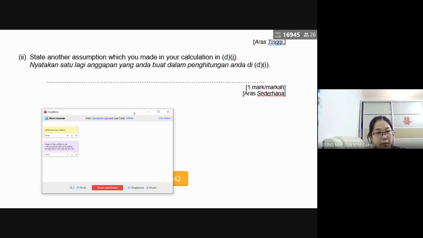All ice has melted. Heat of the coffee is not influenced by the surrounding temperature and only by the ice. Ice is melted by heat completely by the coffee. Ice is only absorbing the heat from the coffee. Darren correct, Lionel correct, Xinyan correct, Ray correct. I can accept all the answers. Any other answers that I need to consider?